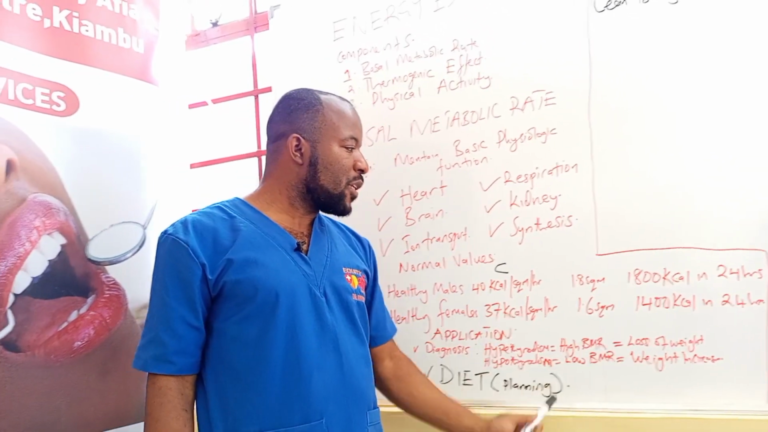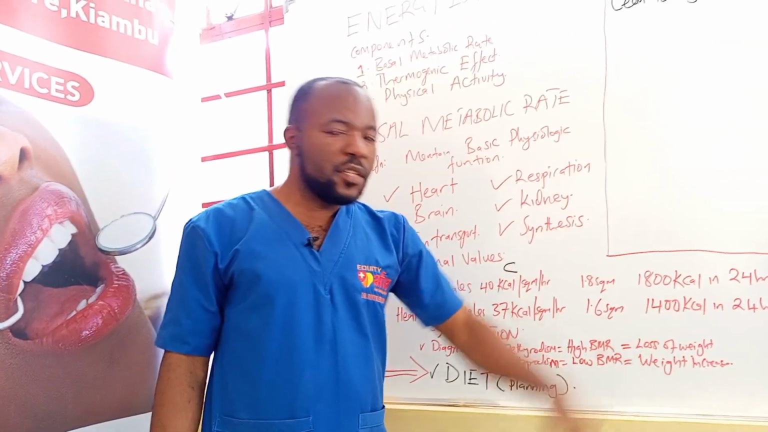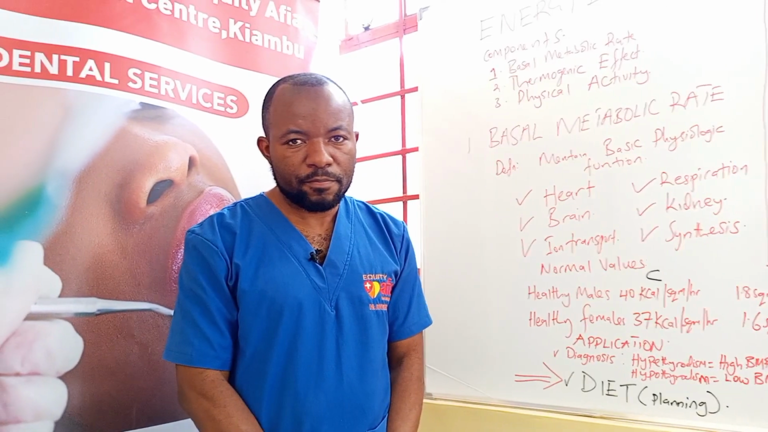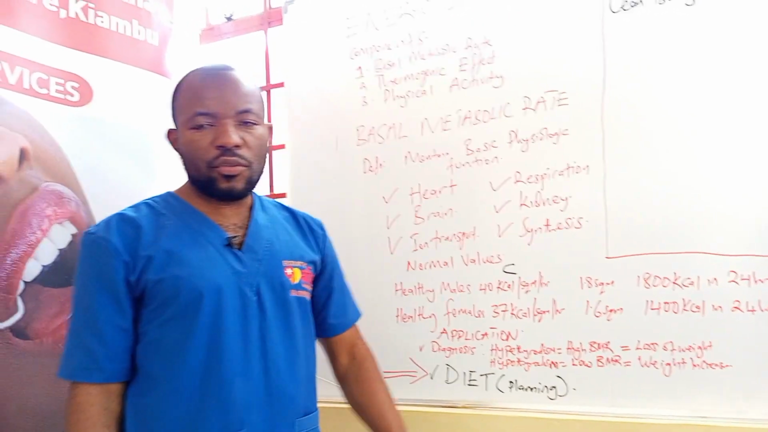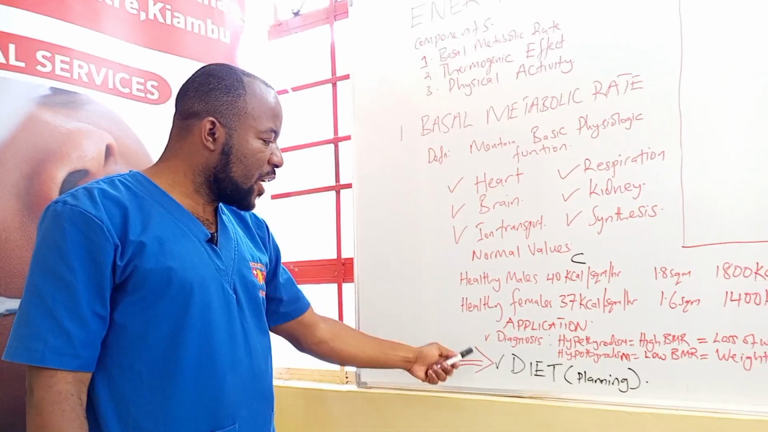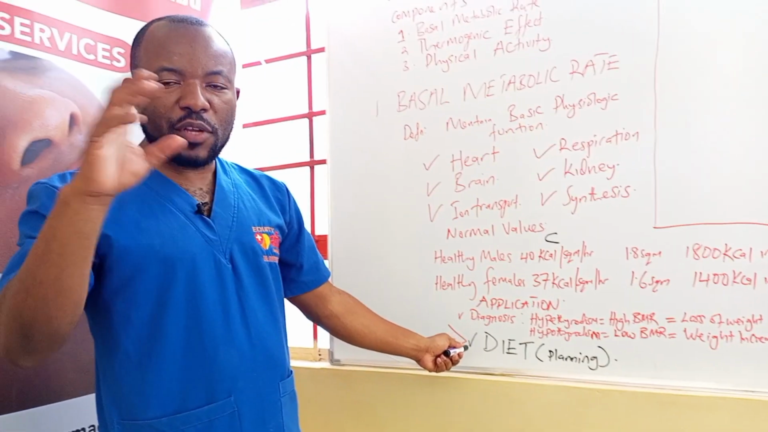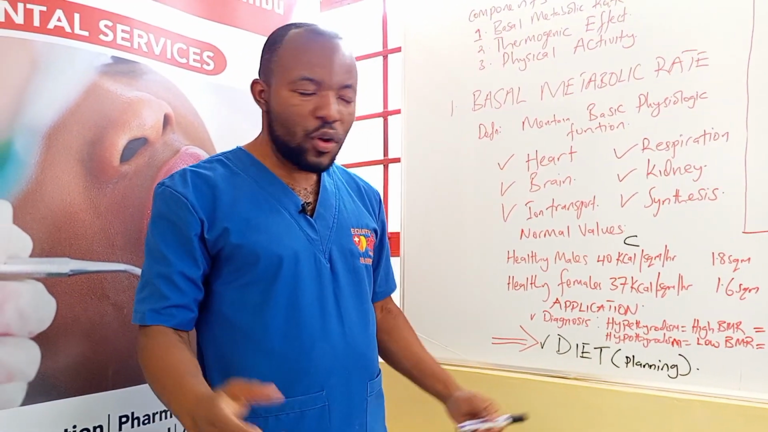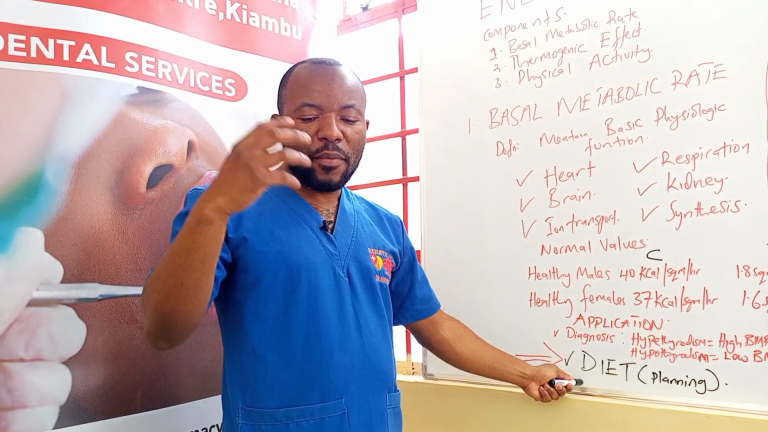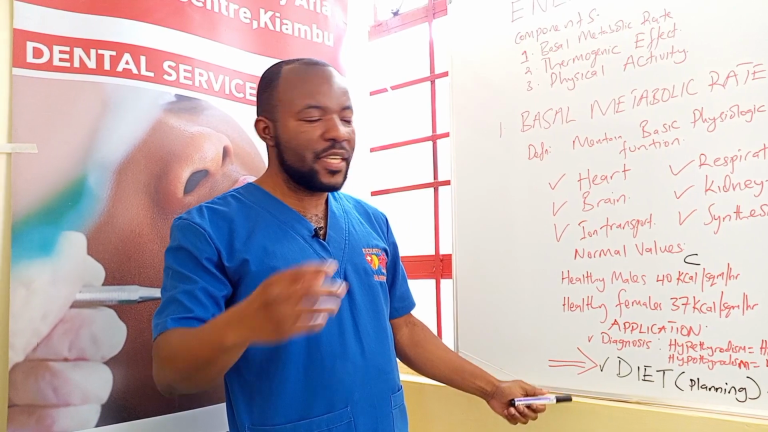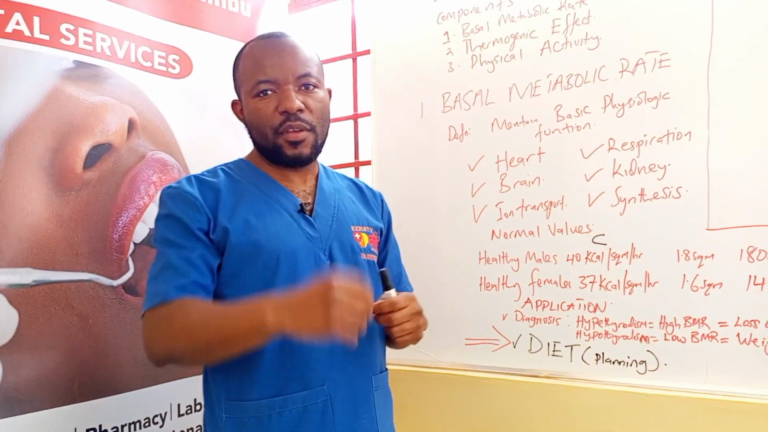When we measure the basal metabolic rate, if you're a man and it's more than this, then it means your thyroid might have a problem. If you're a female and it's less or more than this, your thyroid might have a problem. And then the second reason for applying this, and this is the reason we are doing this presentation, is to help you plan your diet. The information about basal metabolic rate helps in diet planning, as we shall see.